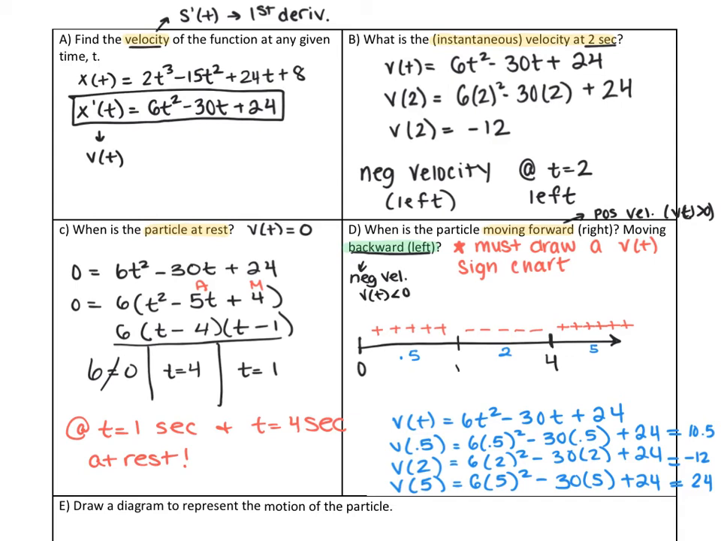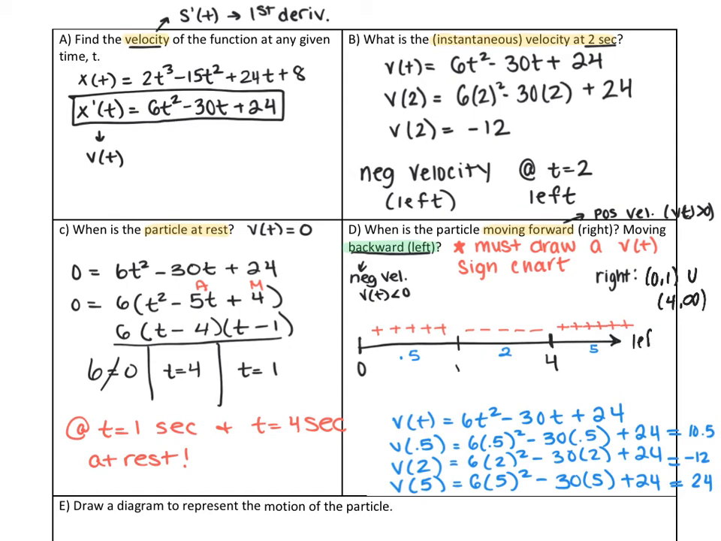So to answer the question, when is the particle moving right and when is the particle moving left? Forward or right means the same thing, so let's write it down. The particle is moving right from 0 to 1 and from 4 to infinity. So we're just going to write it in notations: 0 to 1, union means and, 4 to infinity.